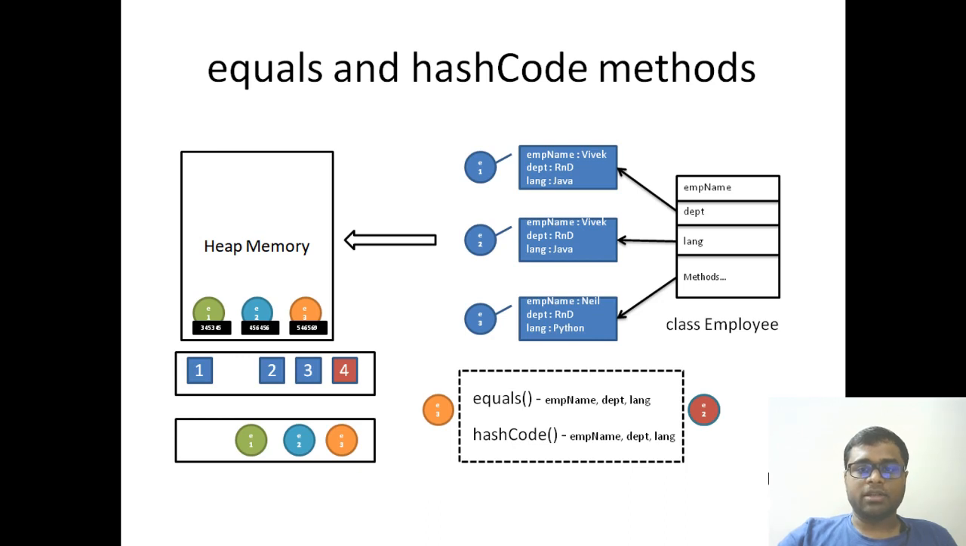What will happen next is we'll have to discard the E1 object. Why? Because it is already present, and the equals and hashCode methods have already proved it. So we are going to remove that.